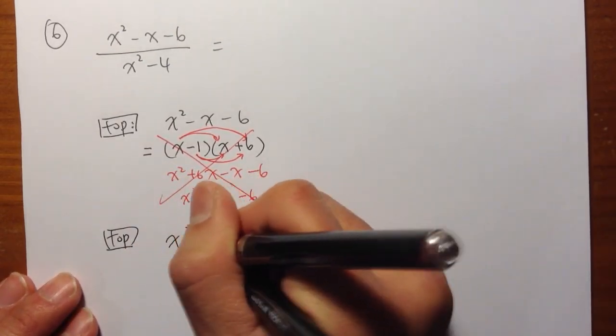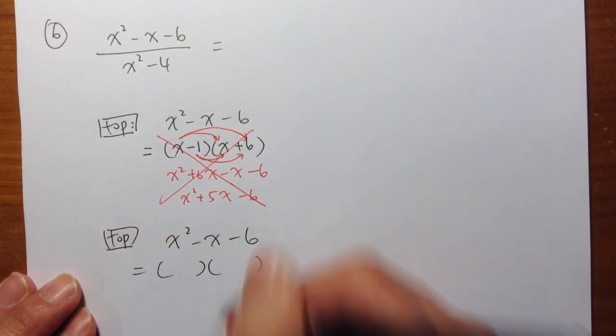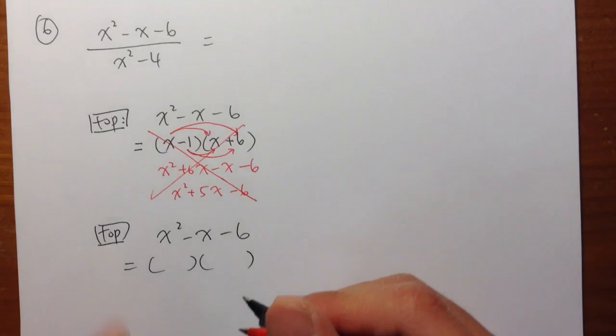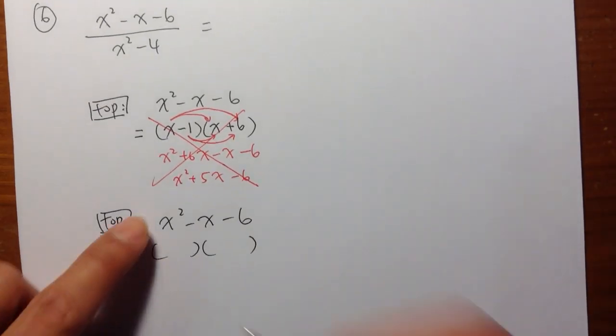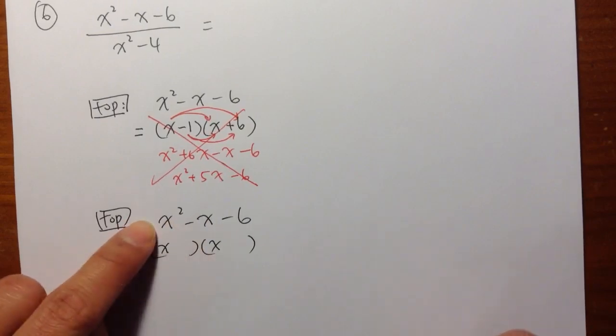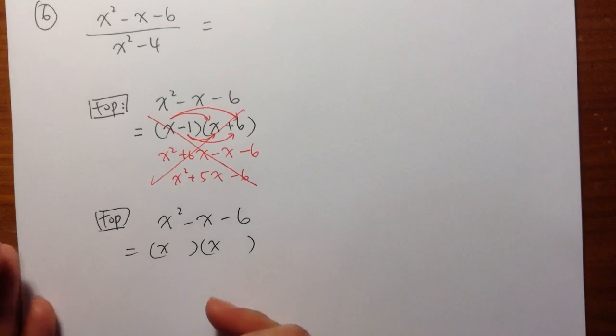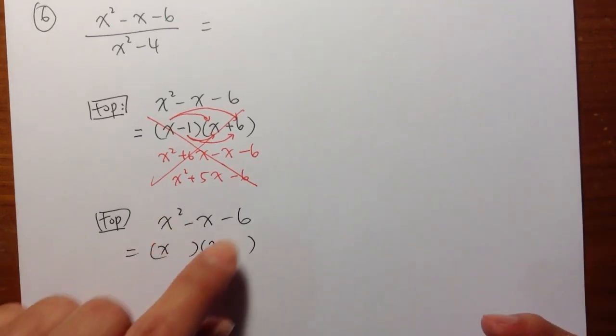X squared minus x minus 6. My goal is to break this down into two parentheses. And the first thing I'm going to enter in the parentheses is x and x, because x times x gives you x squared. Minus 6, negative 2 times 3 gives you negative 6.